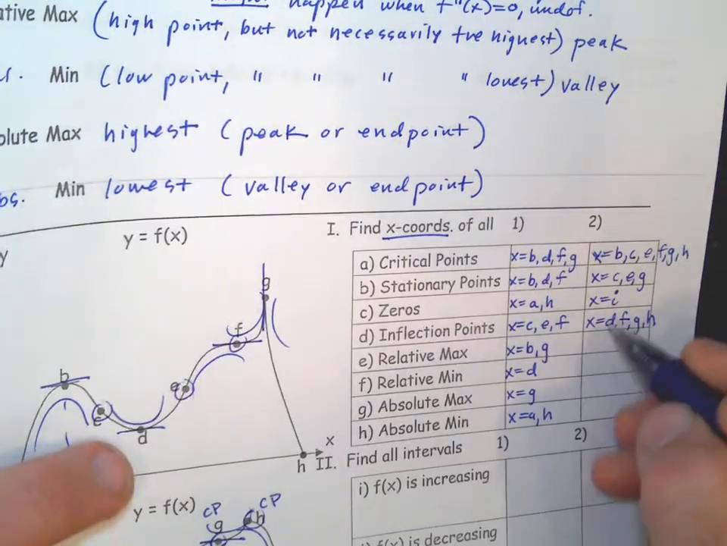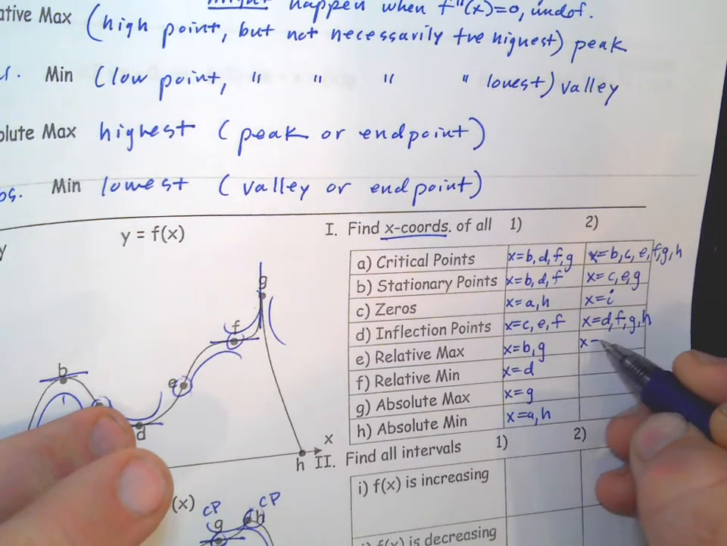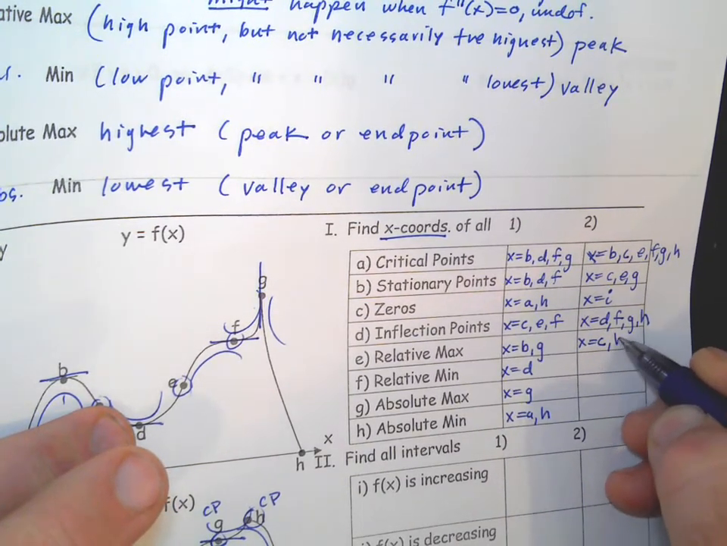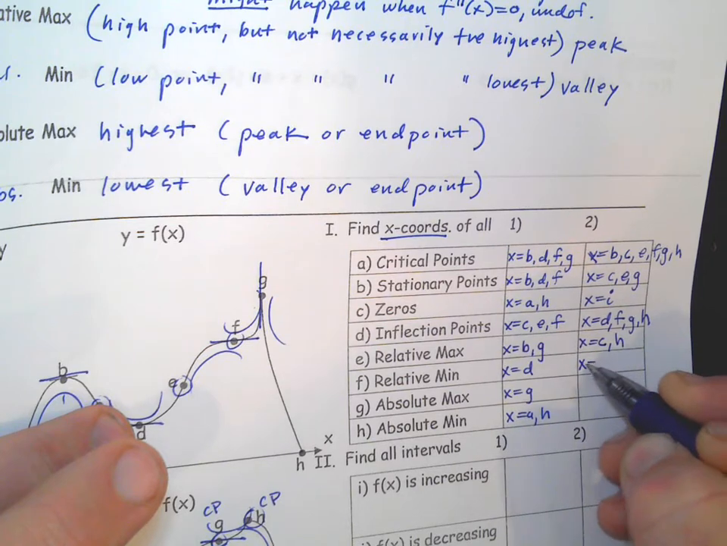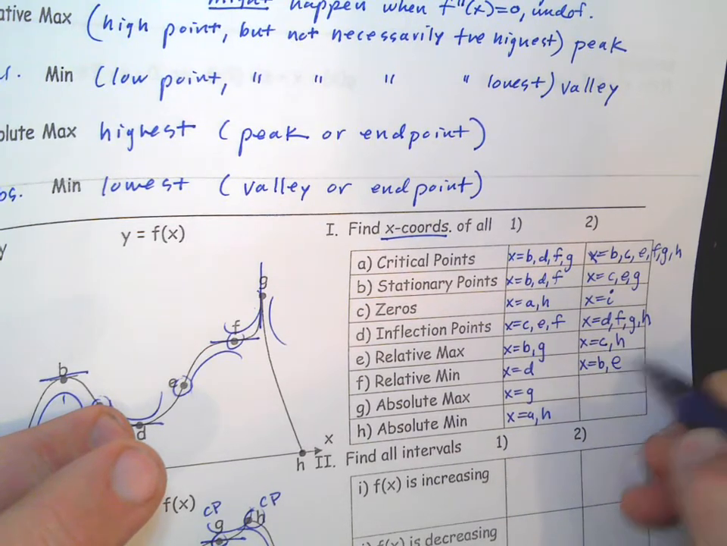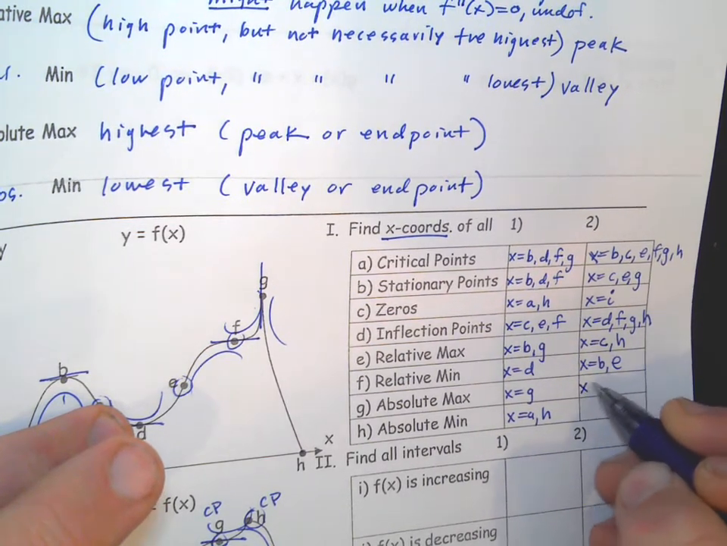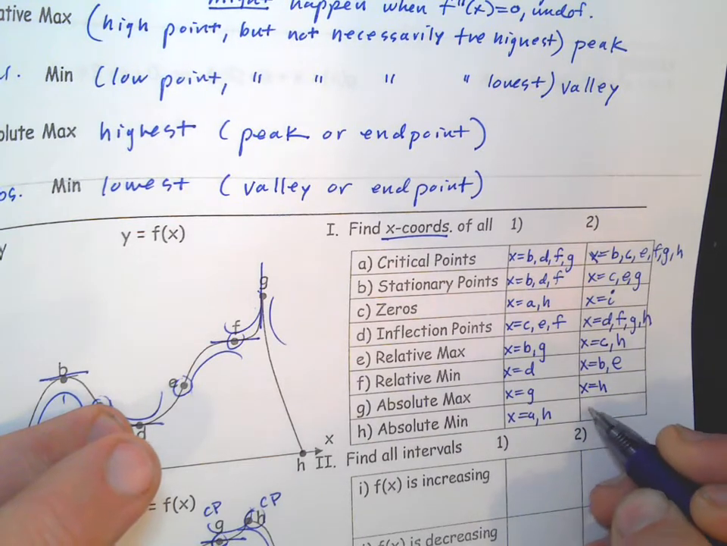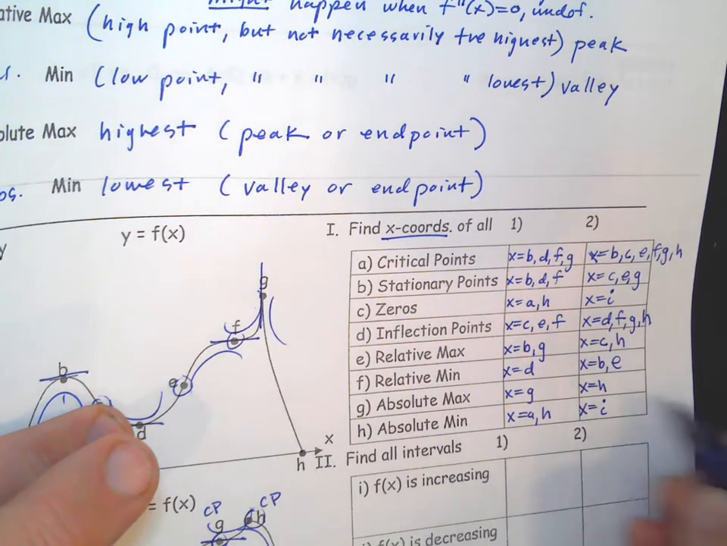Relative maxes are the peaks. So there's a peak at C and H. Relative mins are the valleys. There's a valley at B and E. Absolute max is the highest point, which is at H. Absolute min this time happens at the edge at I.